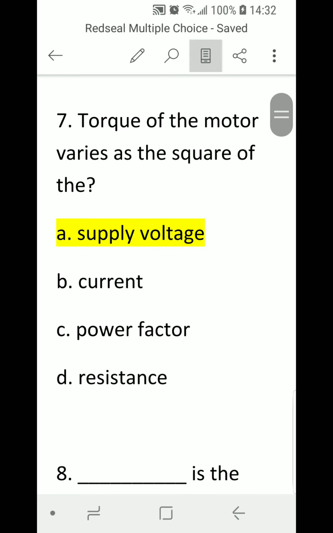Number 7. Torque of the motor varies as the square of the A. Supply voltage. B. Current. C. Power factor. Or D. Resistance. Correct answer is A. Supply voltage.